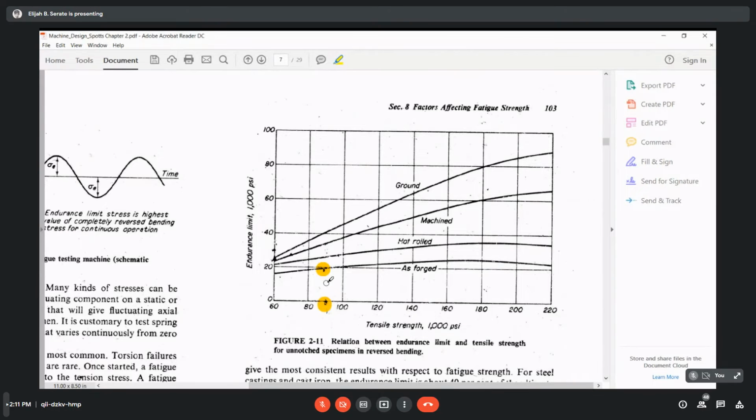Tensile strength in 1,000 psi, it is at the bottom. So it is 80,000, 60,000. The tensile strength is 60,000, 80,000, 100,000. Okay, do you follow? So it is close to 20. I approximate it to be around 19,500. No, very close, almost 20,000.